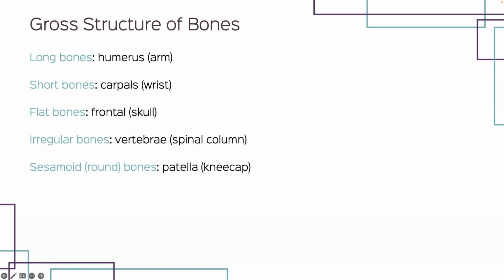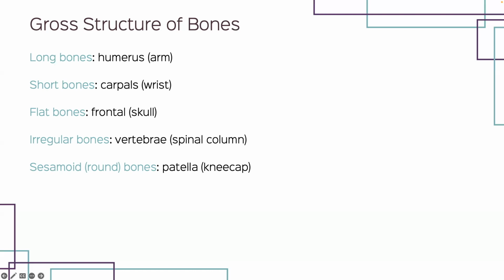Now, you do have four major types of bones, and they are classified according to their overall structure, so the names describe their shape. Long bones, an example is the humerus that's found in the arm. The short bones are found in the wrist, and they are carpals. Flat bones, one of them is found in the skull, the frontal portion of the skull. Irregular bones are found within the vertebrae, which make up the spinal column.